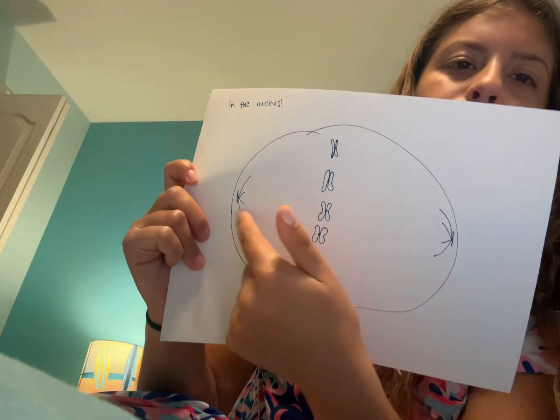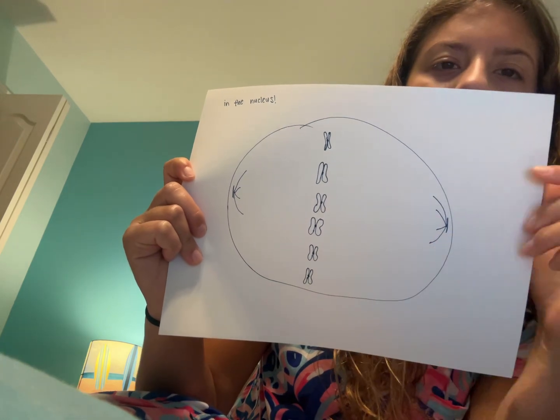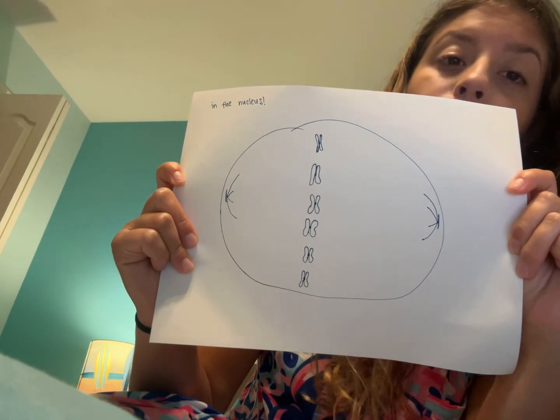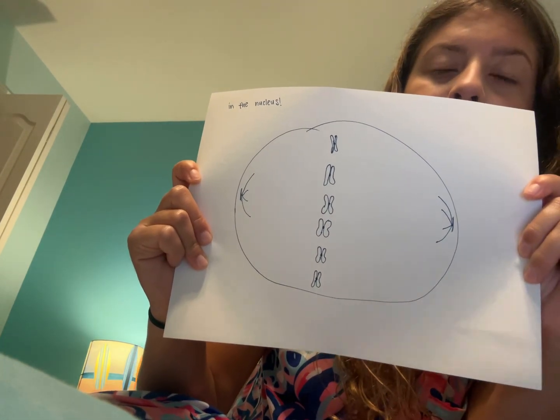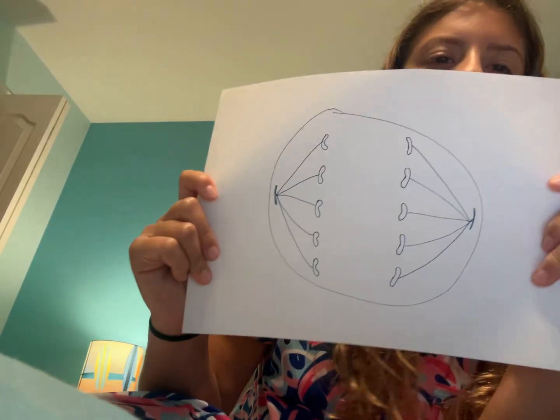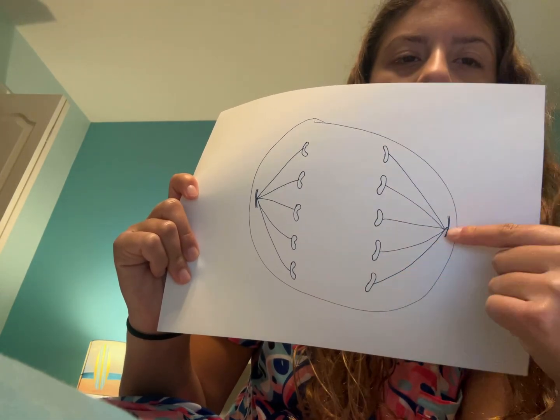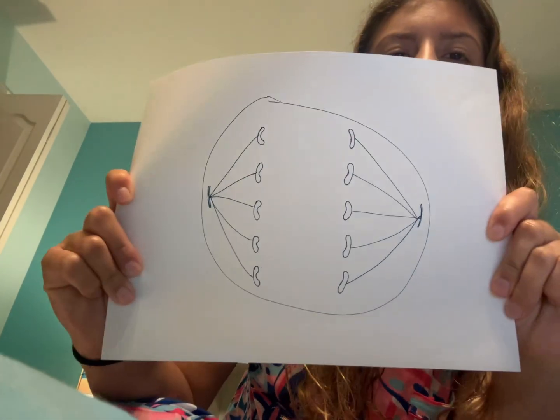We have the spindle fibers that originate from the centrosomes. They will attach to the kinetochores of the sister chromatids, but for right now, the sister chromatids are just lined up in the middle of the cell. This is anaphase, where the spindle fibers attach to these kinetochores and start to pull them apart.